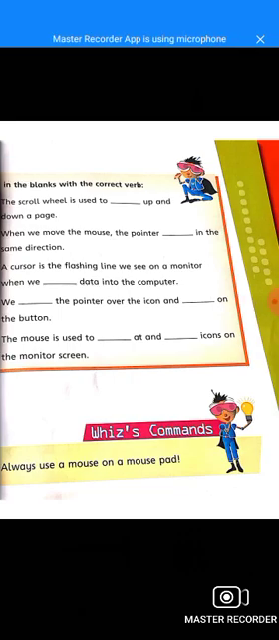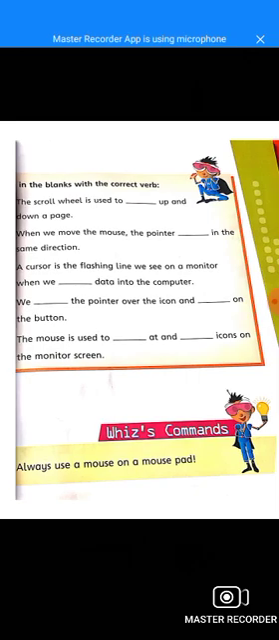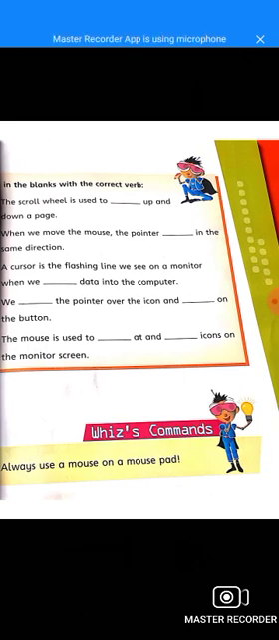Next is an activity related to fill in the blanks. The scroll key is used to move up and down the page. When we move the mouse, the pointer moves in the same direction. The cursor is the flashing line we see on a monitor when we enter data into the computer. When we enter data into the computer, we point the pointer over the icons and click on the buttons.